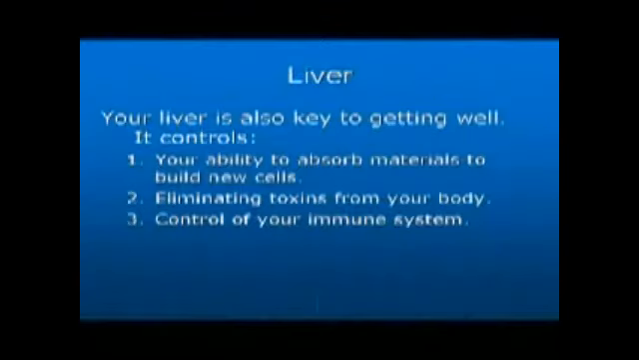Your liver is also a key issue. The liver controls your ability to absorb the materials from your digestion that allows you to make new cells. And that's extremely important because we generally don't get well by taking the cells that are damaged and making them work again. We generally heal by making new cells that work correctly. Most people don't realize how often we replace ourselves. We get new rods and cones on our retina every 48 hours. We get a new skin every 6 weeks. We get a new liver every 8 weeks, and we get a new nervous system every 8 months. So the entire body replaces itself every 8 months.